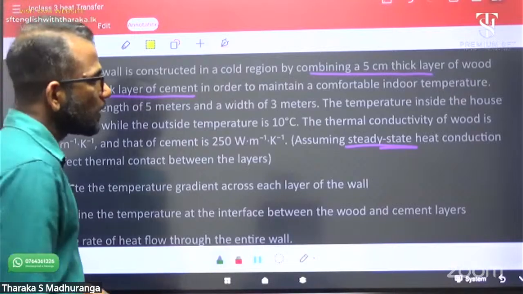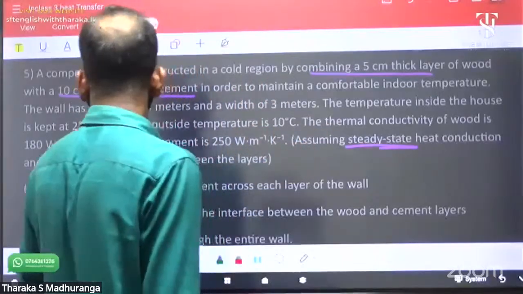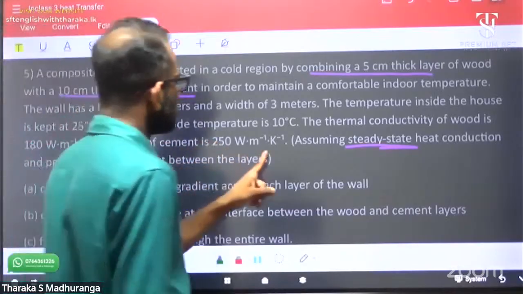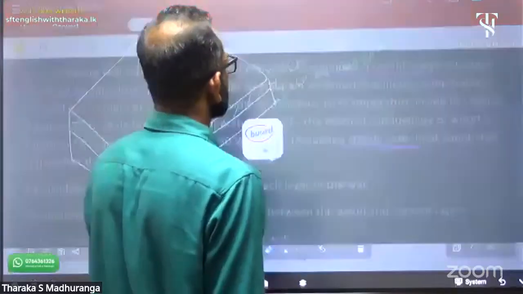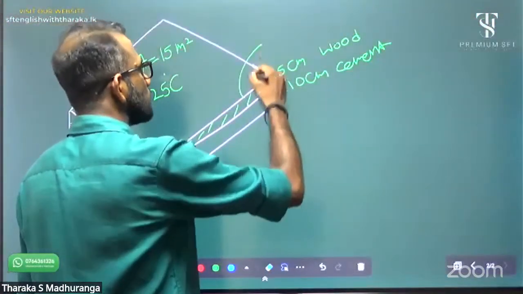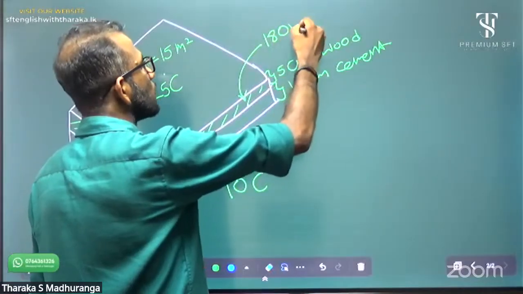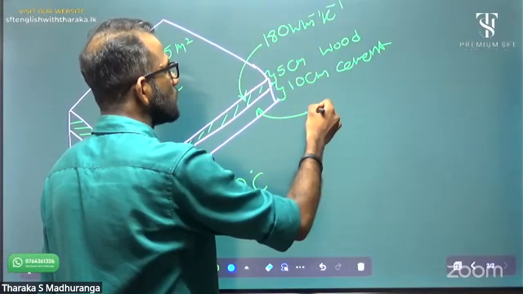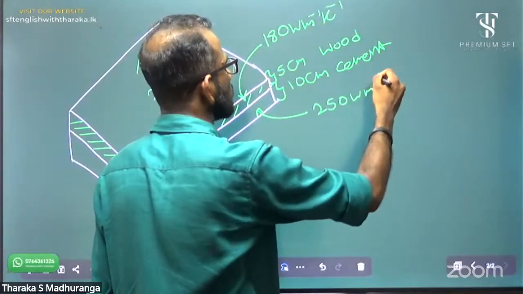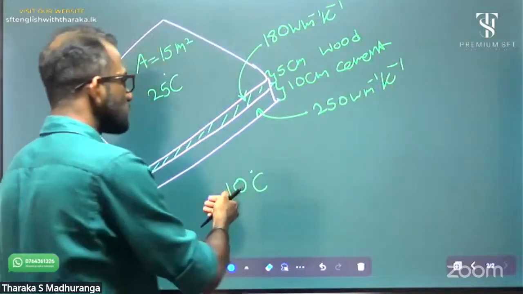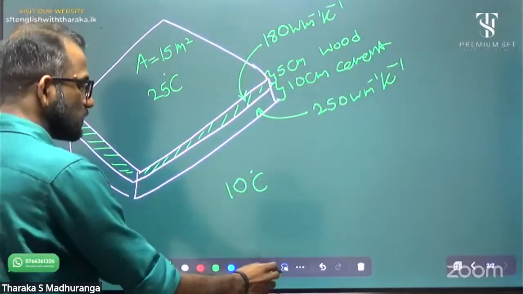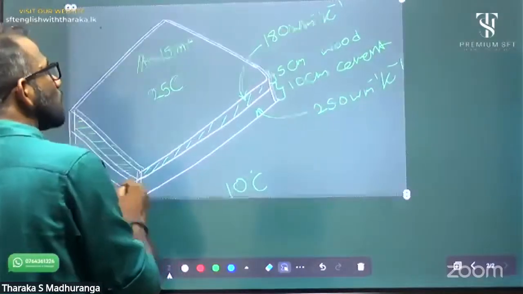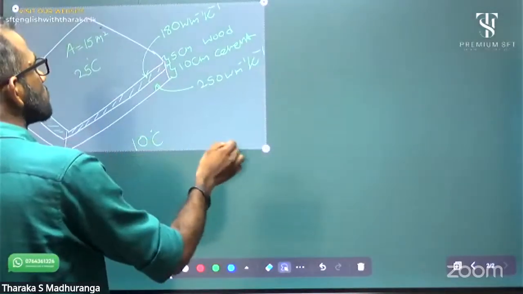The temperature difference is given, and the thermal conductivity of wood is 180 and of cement is 250. Wood thermal conductivity is 180 watt per meter per kelvin. Cement thermal conductivity is 250 watt per meter per kelvin. Okay, this is the diagram. This is a wall, a composite wall, right.